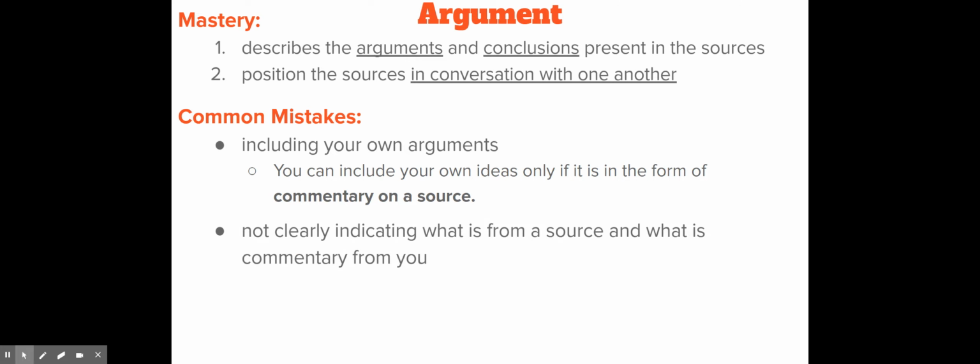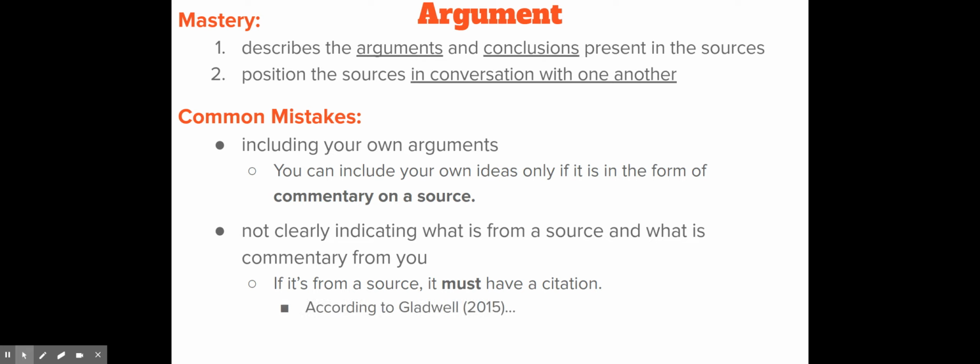All right, second big mistake, not clearly indicating what is from a source and what is commentary from you. This is huge, okay? Really easy way to avoid this 100% of the time. If you got information from a source, it must have a citation, no questions asked, no exceptions to that rule, okay? So you can do this in 2 ways.